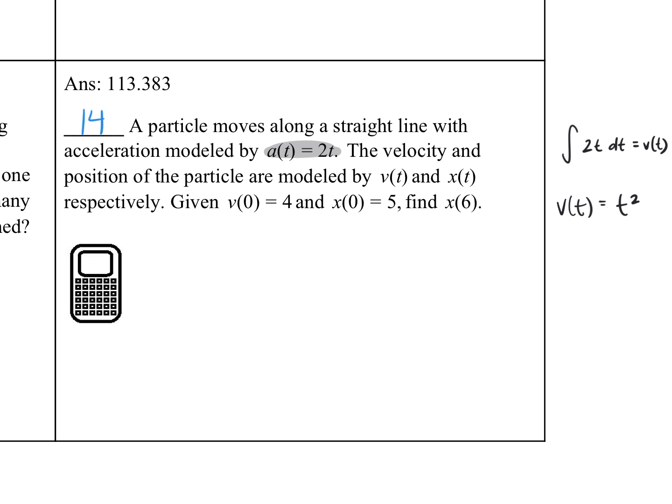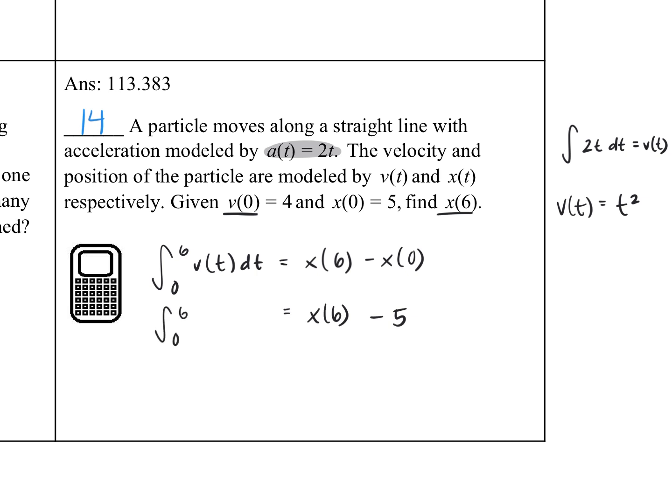And then I can go ahead and use my fundamental theorem of calculus to solve this problem. So if I'm originally starting at 0 and going all the way to 6, I would look at my integral from 0 to 6 of my velocity function, which is going to be equal to, because now when I take the integral of velocity, I'm going to end up with position, x of 6 minus x of 0. And now I can just plug this information in. I know x of 0 is 5, so I've got minus 5. And then I'd have the integral from 0 to 6 of t squared.